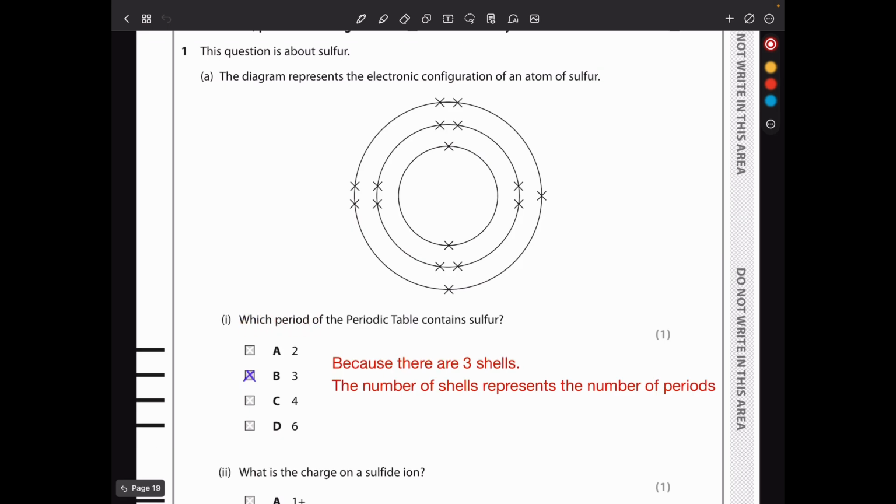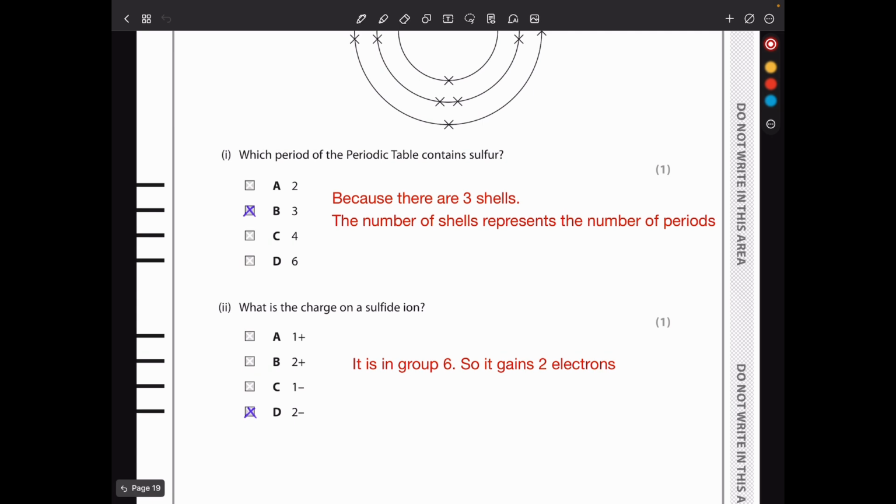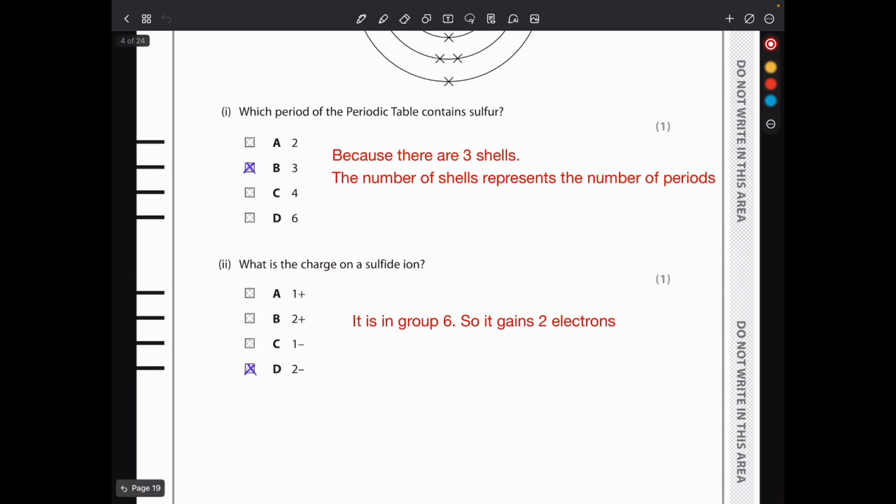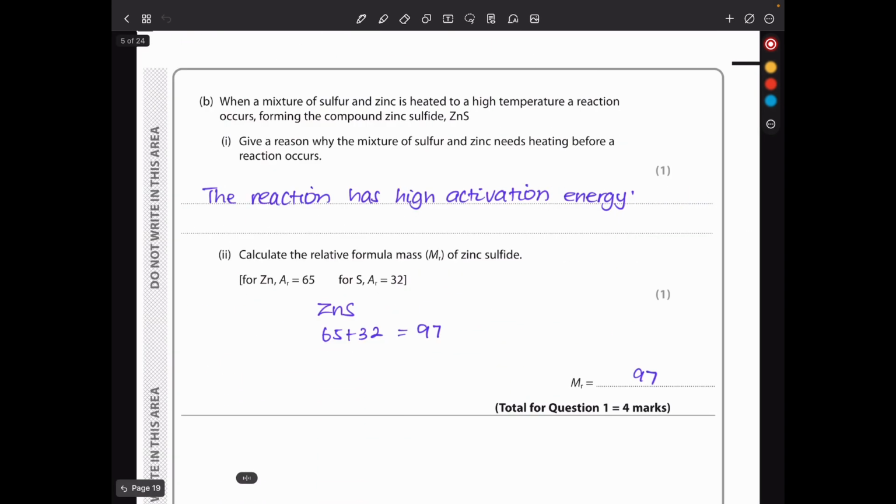They say which period of the periodic table contains sulfur. To find the number of periods, we count the number of electronic shells. So since there are 3 shells, it means it's in period 3. Then they say what is the charge on the sulfide ion. Because sulfur is in group 6, it's going to gain 2 electrons to become an ion, and the charge will be 2-.